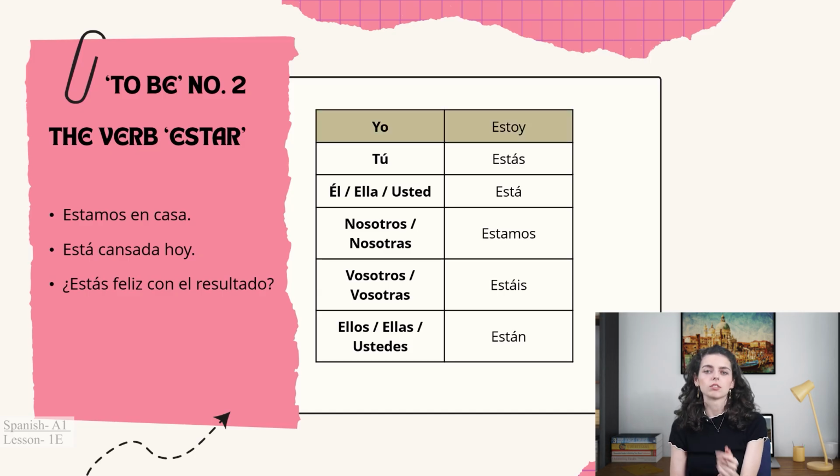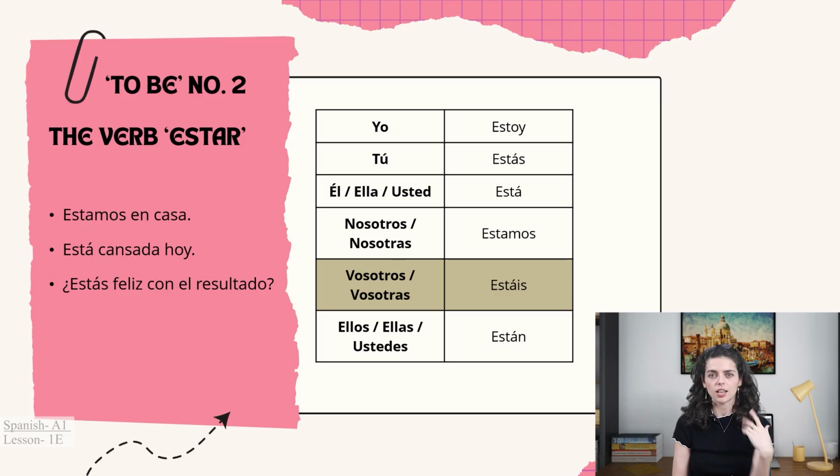Yo estoy. Tú estás. And pay attention to some of the words that have accents. Él, ella, usted está. Nosotros, nosotras estamos. Vosotros, vosotras estáis. Ellos, ellas o ustedes están. Knowing when to use which can be very tricky, but you will find it easier by remembering the following.